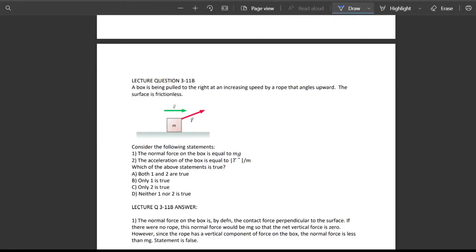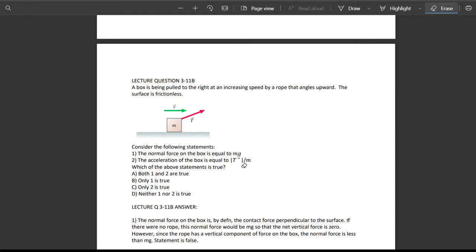The final question that we have here is 3-11b, which states: a box is being pulled to the right at an increasing speed by a rope that is angled upward. The surface is frictionless, so that means that there is no force in the opposite direction. So let's just erase that. There's no force in that direction, and the surface is frictionless. Consider the following statements. 1, the normal force on the box is equal to mg. And 2, the acceleration of the box is equal to the force vector T divided by the mass of the object.